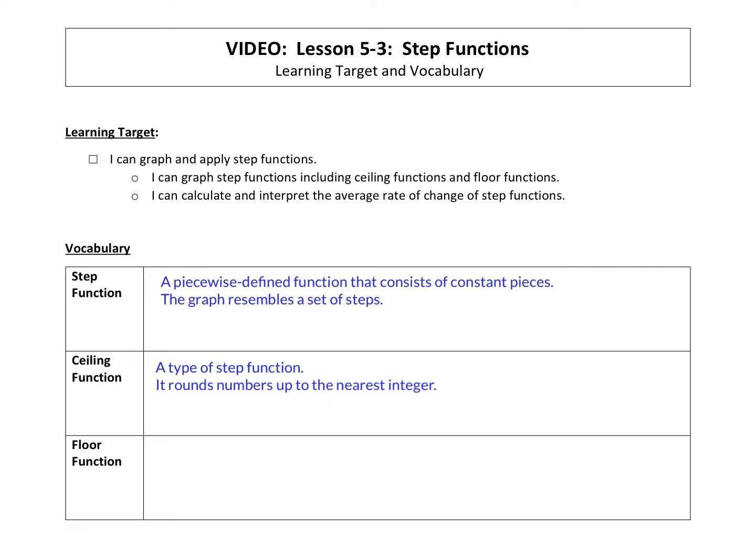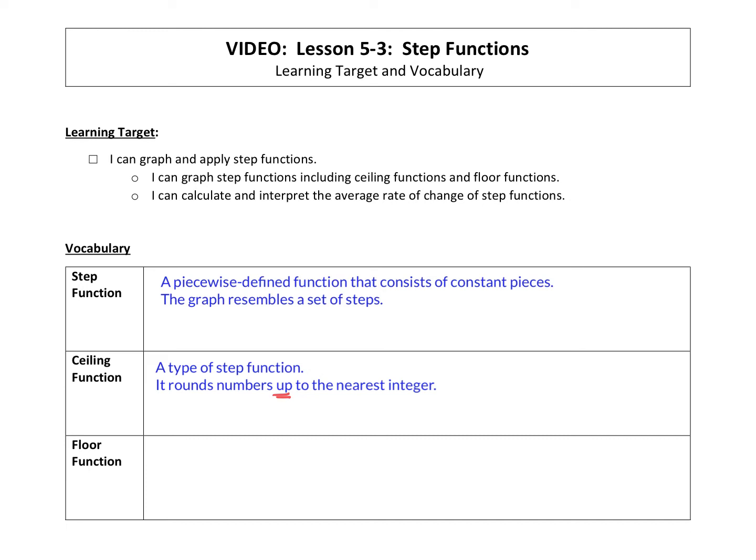The ceiling function is a type of step function. So it's going to have those constant pieces, the horizontal lines, but it rounds numbers up to the nearest integer. So it's called a ceiling function because it rounds numbers up to the ceiling.